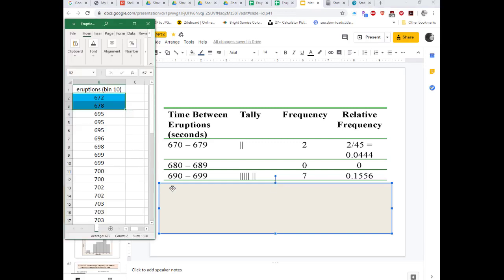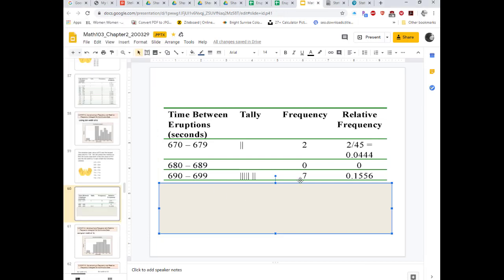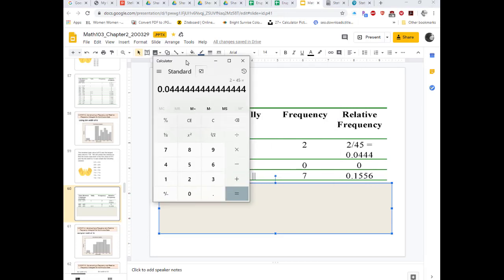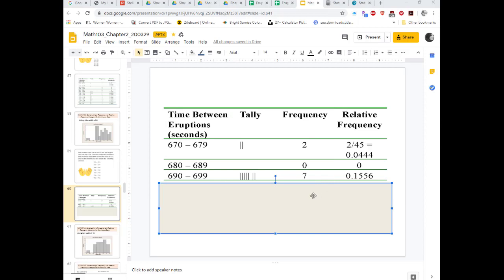Here it pops up. I have an interval between 690 and 699. So the numbers that fit between that are this one, 695, 695, 696, 698, 699, 699, and that is a count of 7. I'll go ahead and make it a bright yellow number. Okay, and I have 7 divided by 45. So I'm going to bring my calculator over, clear it out. 7 divided by 45 equals 0.155555. So if I round it out, it will be 0.1556. Let's go down to the next bin.